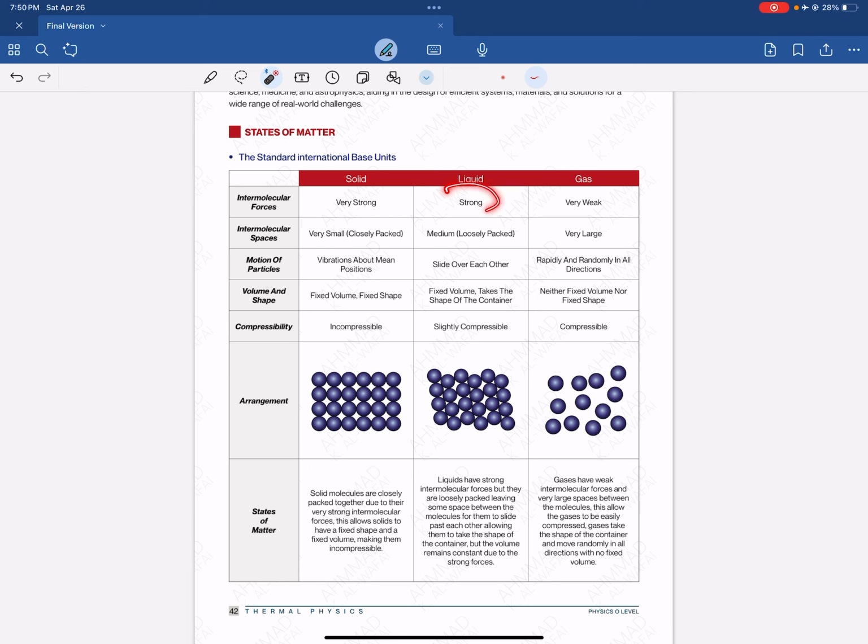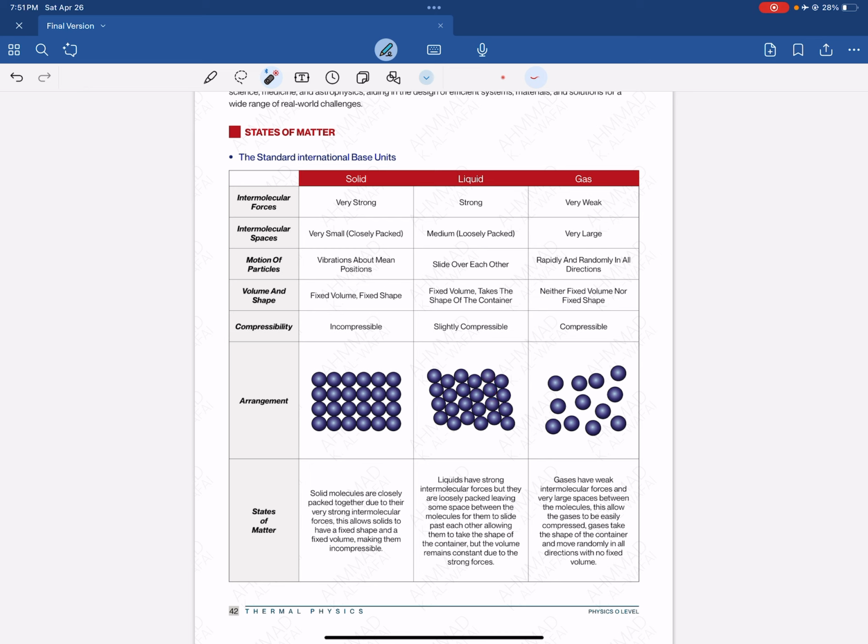For the liquid, they've got a strong force, so therefore the spaces are medium or loosely packed. They can slide over each other. They take the shape of the container, though they have a fixed volume. We say they are slightly compressible, so we use them in hydraulics, and therefore it gives you this arrangement with some spaces between them, so they're able to slide over each other.